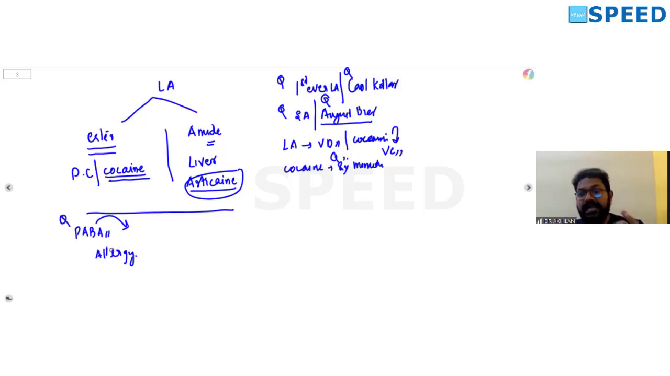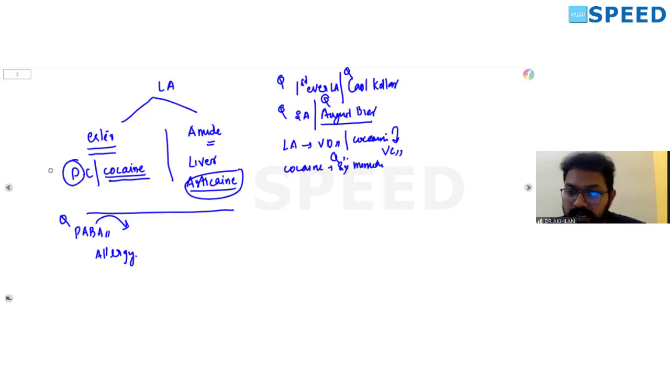So when you compare ester and amide local anesthetic agents, because your ester anesthetic agents produce PABA as a byproduct of metabolism, they are more prone to producing allergy. This is one thing that we have to understand about ester local anesthetic agents. The tendency for producing allergy is going to be more with ester local anesthetic agents. Right? Now, I told you that the metabolism of ester local anesthetics happens with the help of plasma cholinesterase enzyme, and plasma cholinesterase enzyme is already present in the plasma.